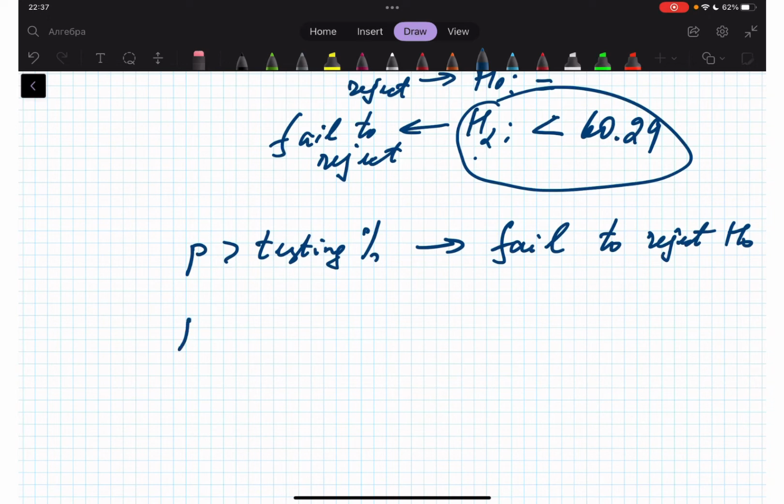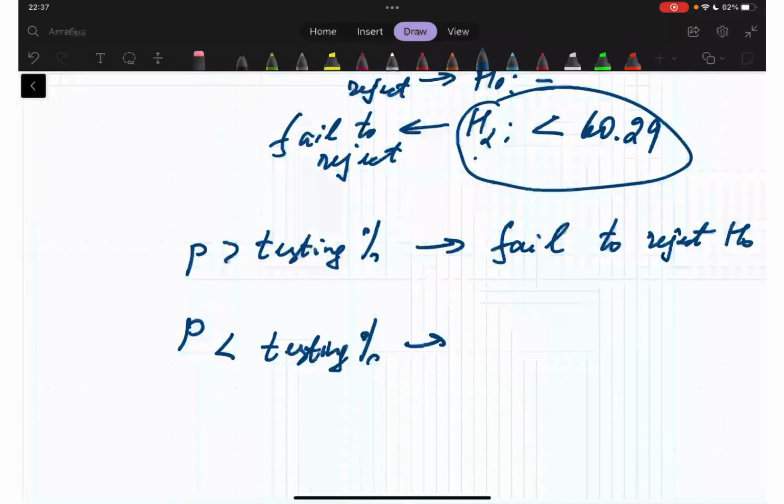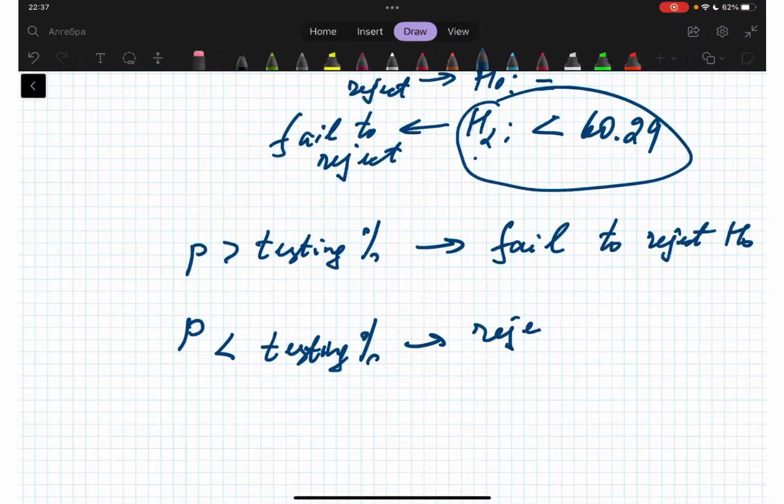But if the p-value is less than testing percentage, then we reject null hypothesis. Okay? And you draw conclusion accordingly. All right.